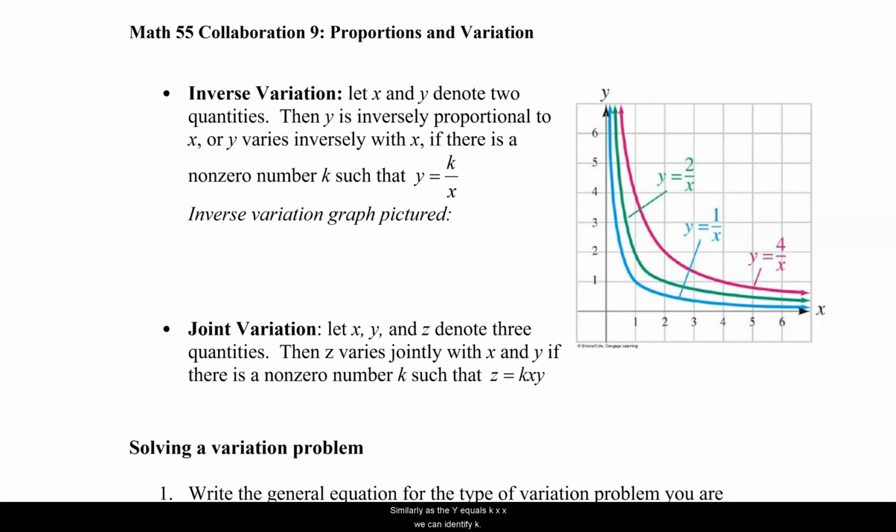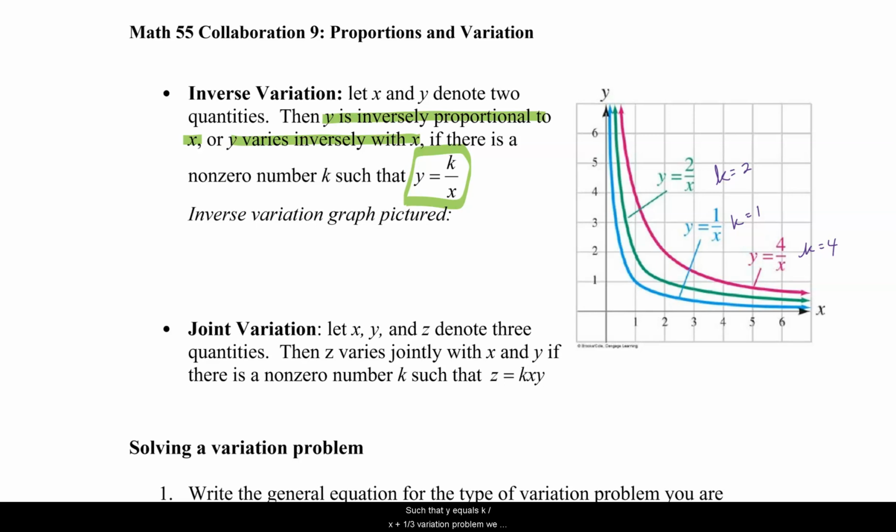And similarly to y equals k times x, we can identify k in each one of these as the number in the numerator of the fraction. But for inverse variation, y is inversely proportional to x, or y varies inversely with x, if we can find that non-zero number k such that y equals k over x.